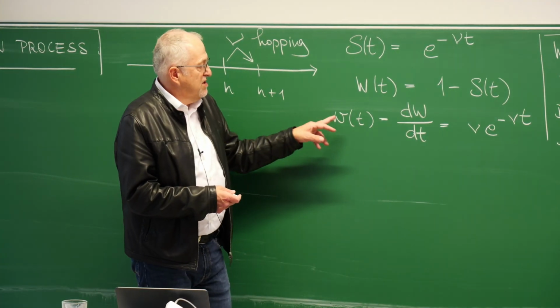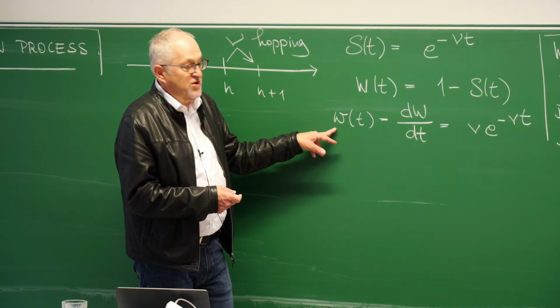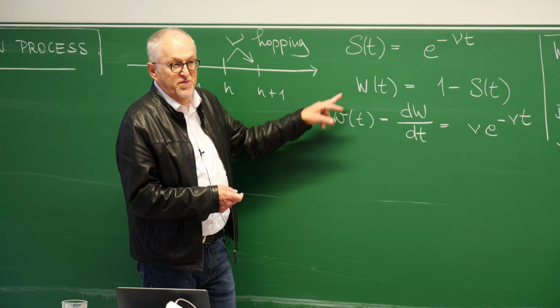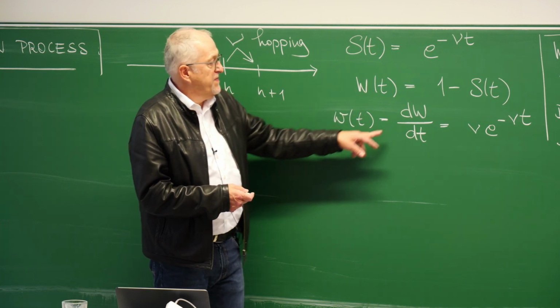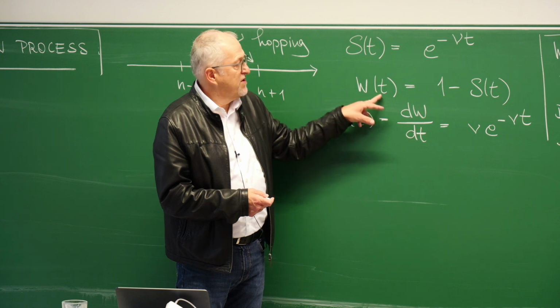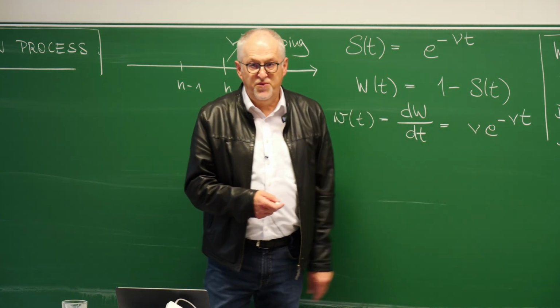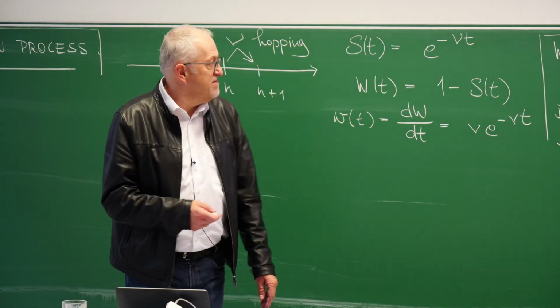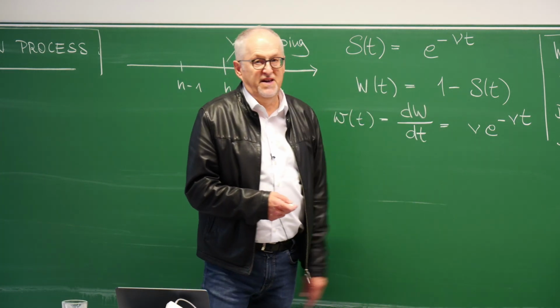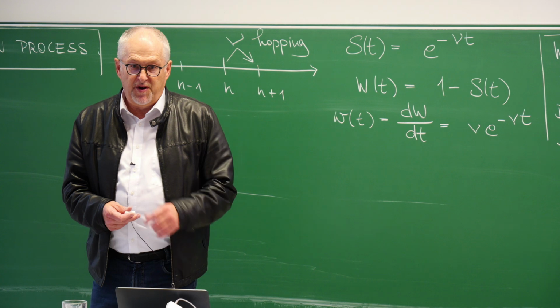And I forgot to mention that the waiting time distribution, so not the cumulative distribution, but the waiting time distribution, is, as usual, the derivative of the cumulative distribution function. That's given by this expression, which is basically the same as this one, just has a factor nu in front.